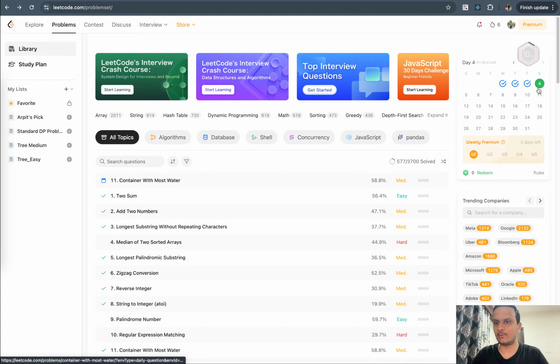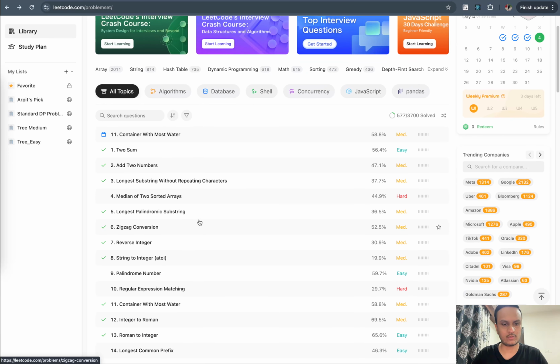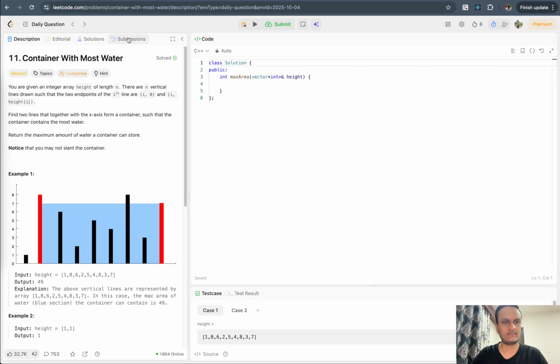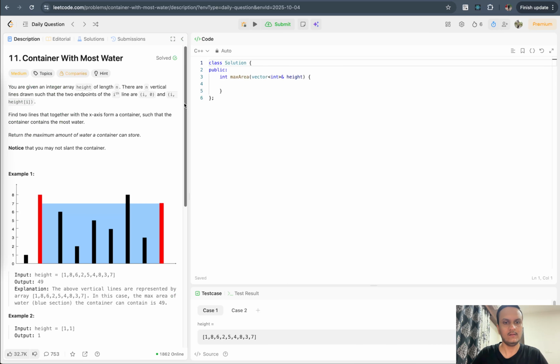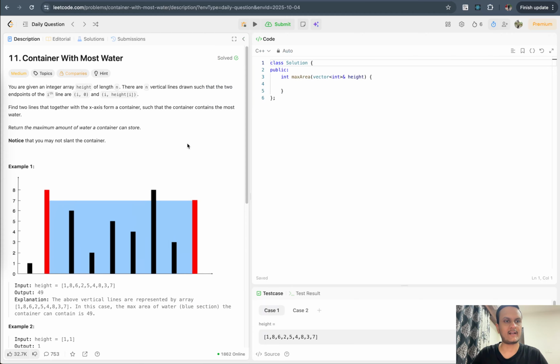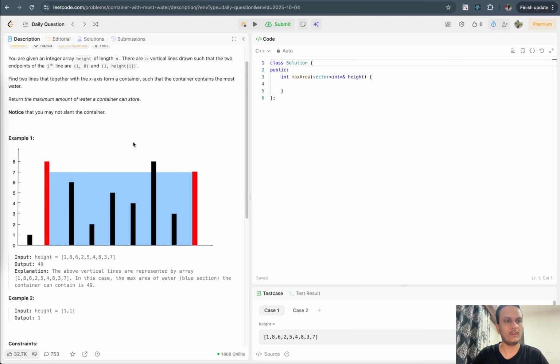So today is day 4, the 4th day of October. Today's problem is container with most water. I probably have solved this question before, yeah, I think yes. So let's directly jump into the problem. Have I solved it before? Yeah, in 2021 I have solved it. So let's try to understand the problem first and then we will try to solve it.